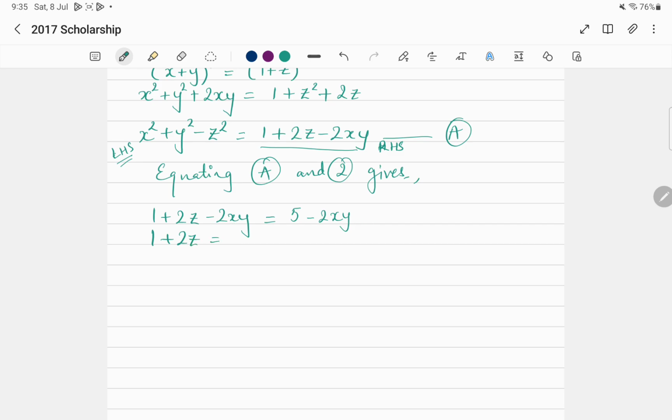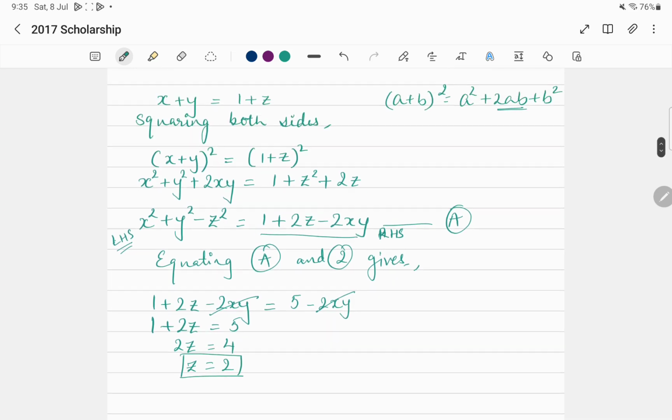When it goes to the other side, it's going to be plus, so that can be cancelled. You have 2z is equal to 5 minus 1, which is 4. z is equal to 2. So we have already got the value of z.